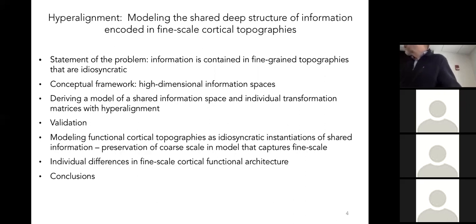And then I'll talk about how, even though the purpose of this project is to find what's shared across brains, it allows us a much more powerful analytic method for studying how brains differ from each other in terms of the information encoded in these fine-scale topographies. And I'll show you some promising initial results that demonstrate that.